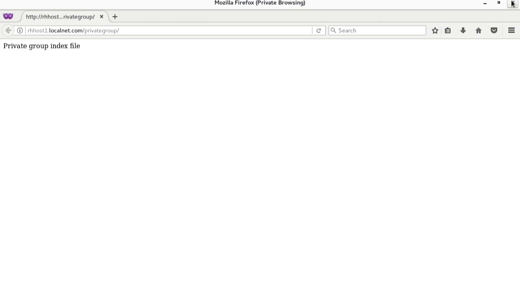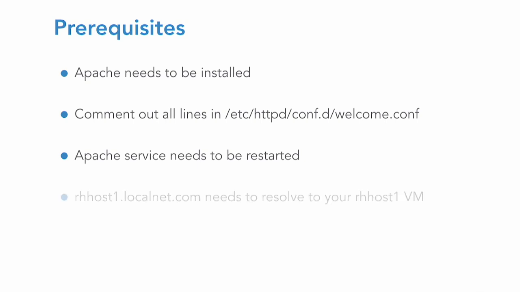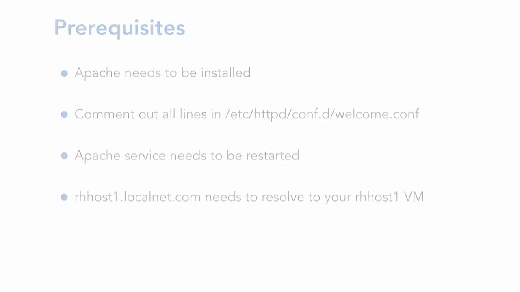If that works, then you have a working basic auth site that allows groups. In order to configure a basic web server, you need to already have done the following. Apache needs to be installed. You need to comment out all lines in the welcome.conf file and restart the Apache service so the new configuration is loaded. And lastly, the DNS name rhost1.localnet.com needs to resolve to your rhost1 VM's IP address. These things were covered in the installation video in the previous chapter.